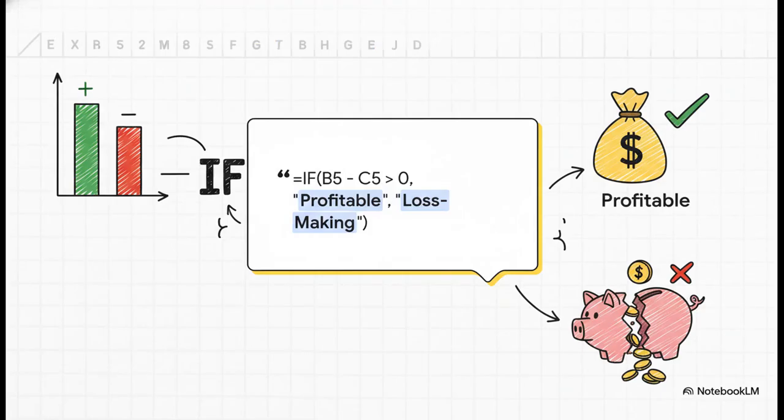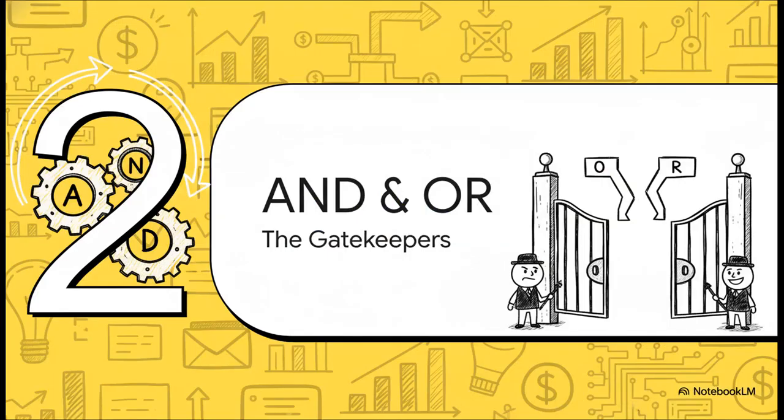So here's a really practical example. We're just asking Excel, hey, if the revenue in cell B5 minus the cost in C5 is a positive number, label this project profitable. If it's not, just label it loss-making. See, it's simple, it's powerful, and it is completely automatic. So once you've got the IF function down, you can start to control even more complex logic. And that's where our 2 gatekeepers come into play, the AND and the OR functions.